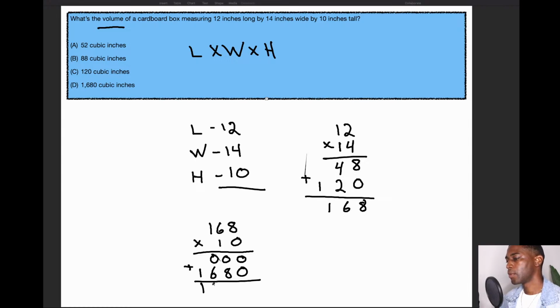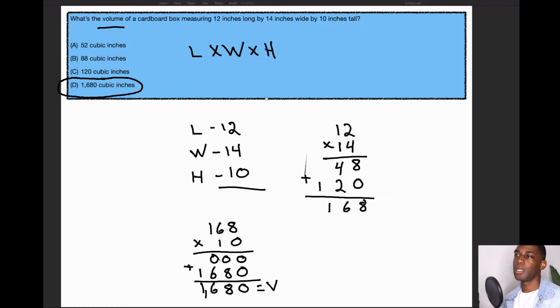We get 1,680. That is our volume. All right, we go to our answer key. Do we have 1,680? Yes, we do. D being the correct answer.